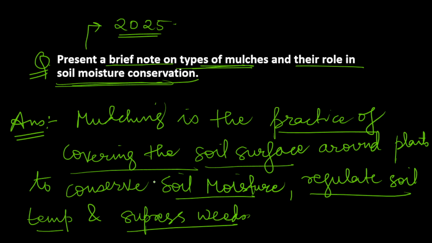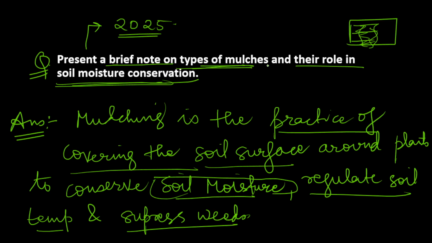In the second part of this question, they have asked about this function, how it helps in soil moisture conservation. I hope you are able to understand what happens here. Suppose this is our ground. We cover the ground, either with plastic or straw. Paddy straw mulching is there, plastic mulches are there, paper mulches are there. Now we will discuss all these things when we discuss the types of mulches.